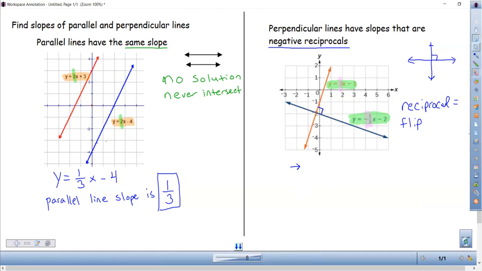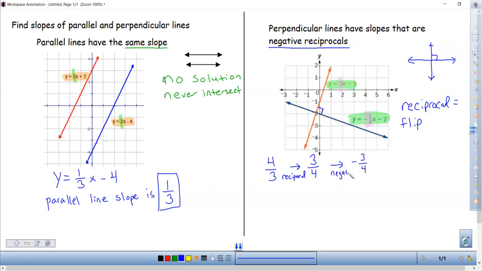So let's try one like 4/3. If that's your slope, you want the reciprocal, so you flip it upside down to 3/4. Right here, we did the reciprocal. Now they want the negative reciprocal. That means you have to add a negative sign on it: negative 3/4. And that's it. So the answer will be negative 3/4.